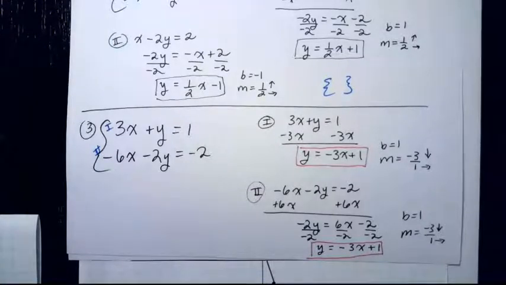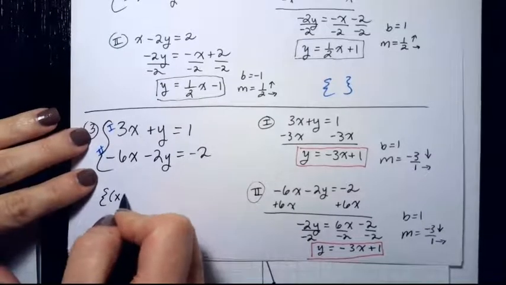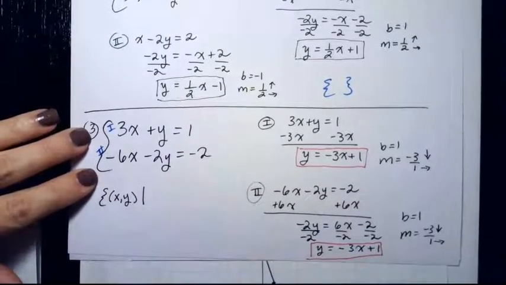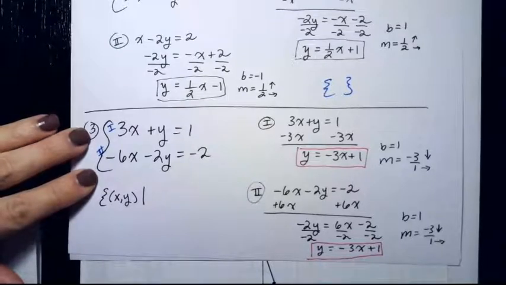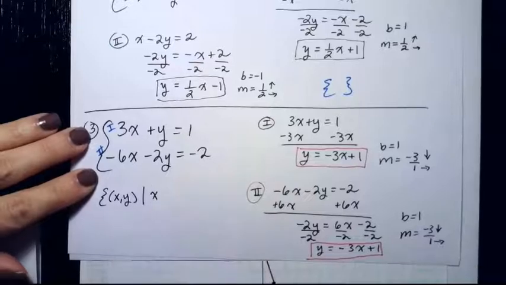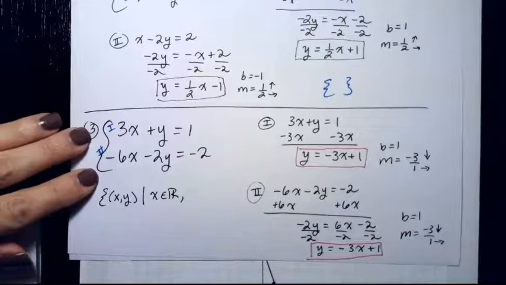So we have a special way to write that in set builder notation. We have the set of all x, y, set of all ordered pairs, such that, so now we need to write my description. So x can be any real number. X can be anything, right? We could pick any x value and we could get the y value.